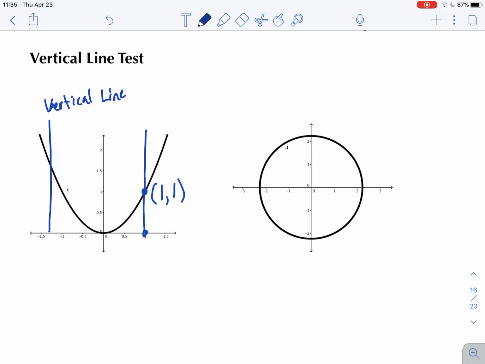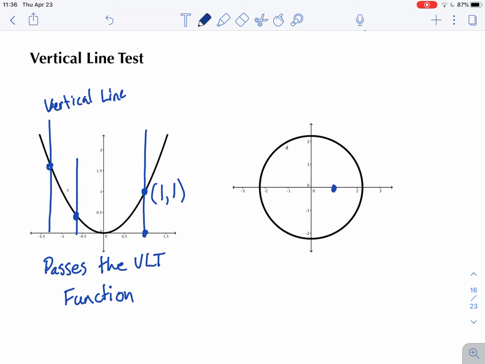Anywhere I draw a vertical line on this graph, it only crosses exactly once. Vertical line, it only crosses once. Every domain value has exactly one range value. So this graph passes the vertical line test. So it's a function.